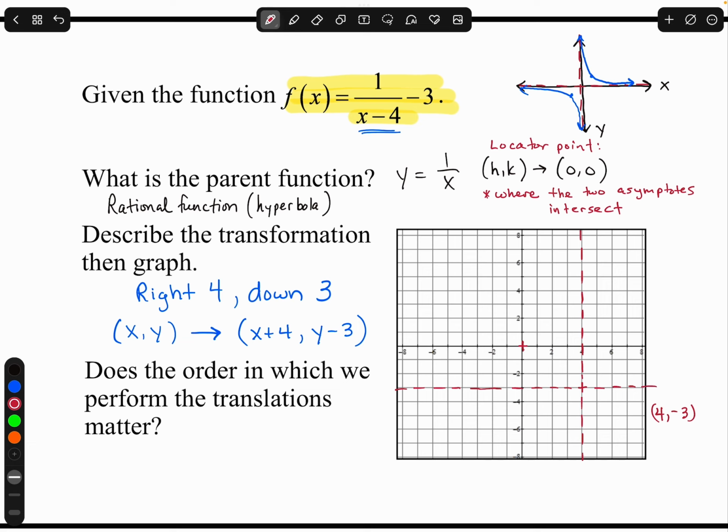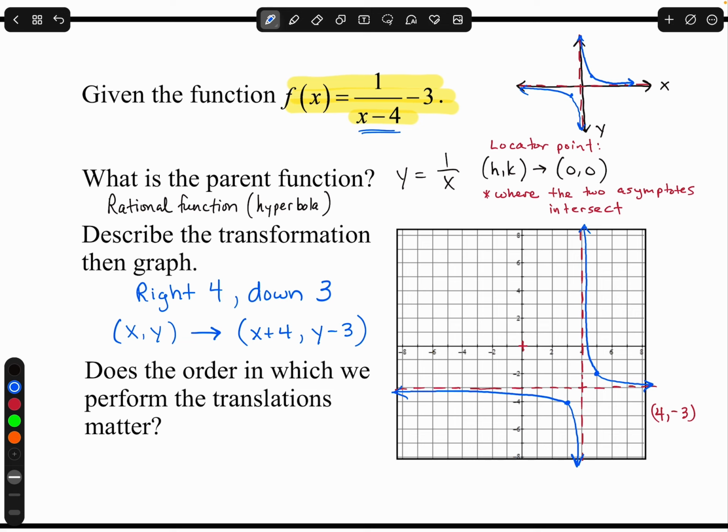Now because there is no stretch factor, we're still just going to go from our locator point over 1, up 1, and back 1, down 1. Okay, and then we will connect those. We'll run our asymptote down here, hit it, connect that with this side, and then we'll run along the asymptote here. We'll hit that point and then go down. Remember, we don't want to cross those asymptotes. So we have actually shifted that.